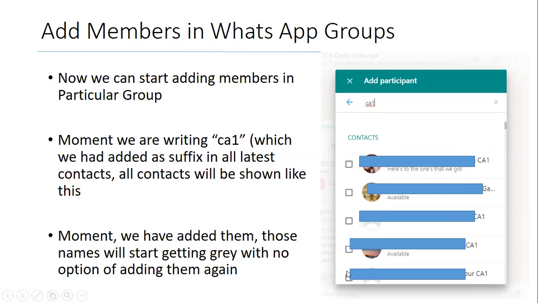You start selecting, and in one go you can even do 100 members. Last time we had one program where we created some 6 groups, and we added some 1,000 members in just 2 hours. That was because of this.